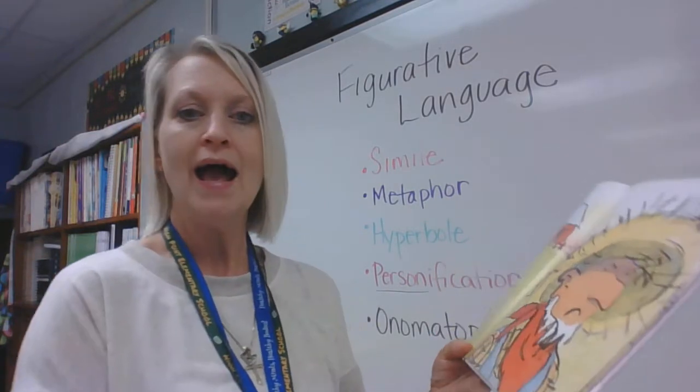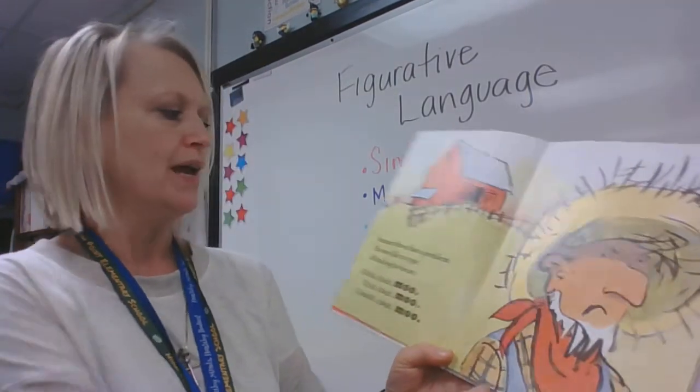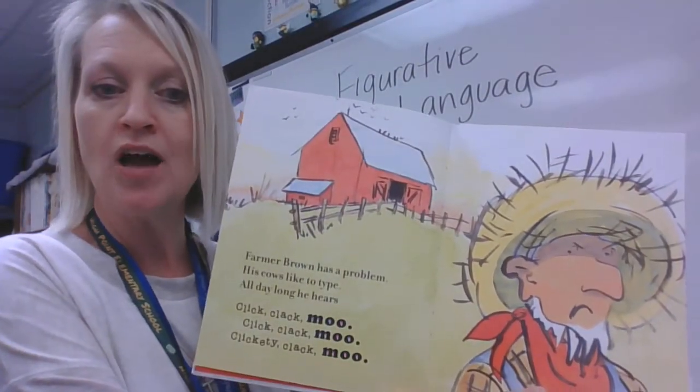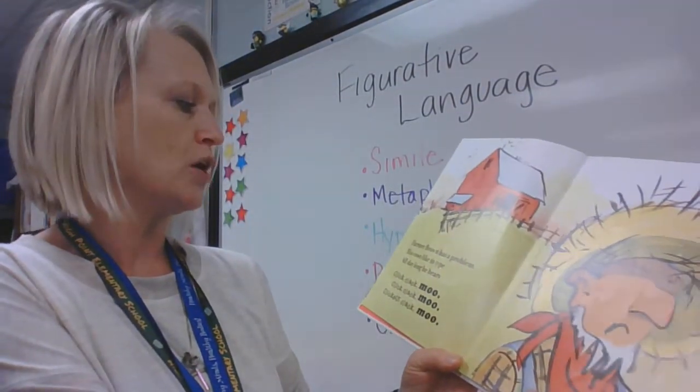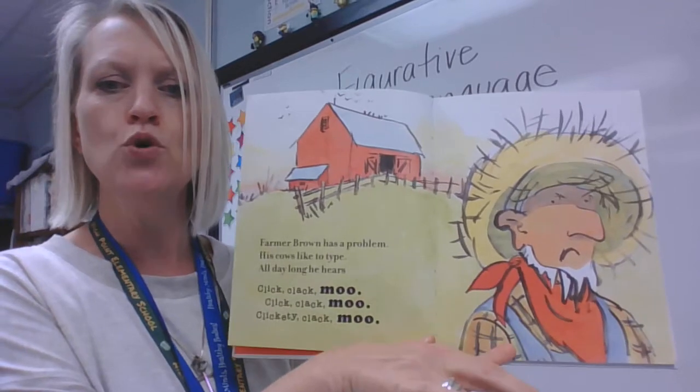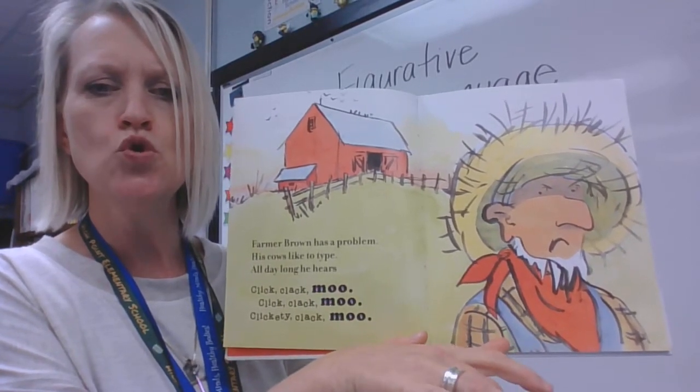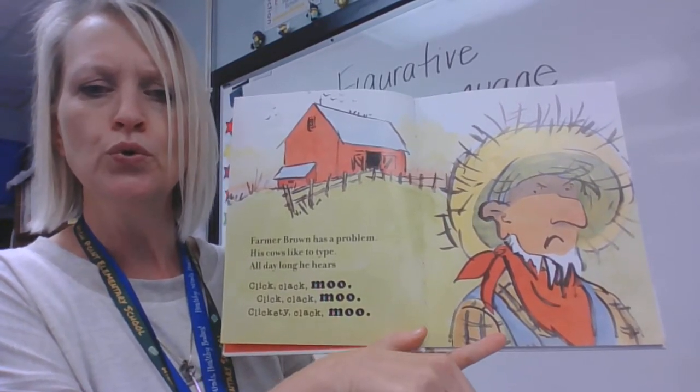Farmer Brown has a problem. His cows like to type. All day long he hears click, clack, moo, click, clack, moo, click, clack, moo.